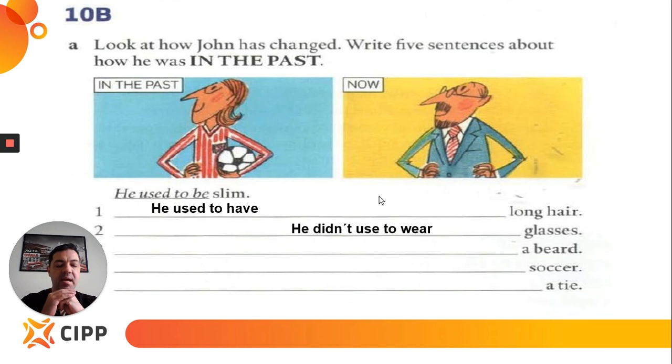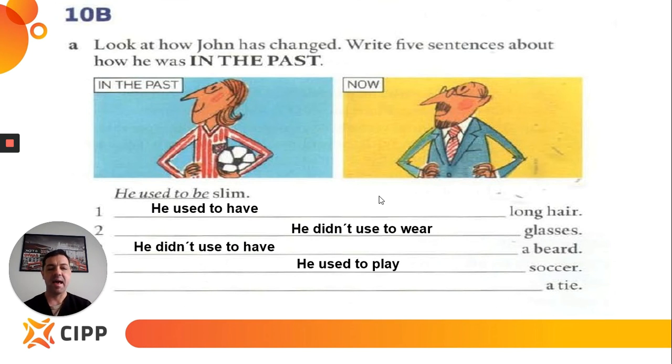What about the third one? A beard. You remember the meaning of a beard? Men have a beard and men have a mustache. So in the past, he didn't used to have a beard. Now he does. Soccer. Can you see the ball there? So if he had a ball, he used to play soccer. And the last one, you have the word tie. Remember the meaning of tie? When you go to a very elegant party or a ceremony or a graduation party, you wear a tie. You wear a tie with a suit. So he didn't used to wear a tie. He used to wear a uniform. Now he wears a tie.